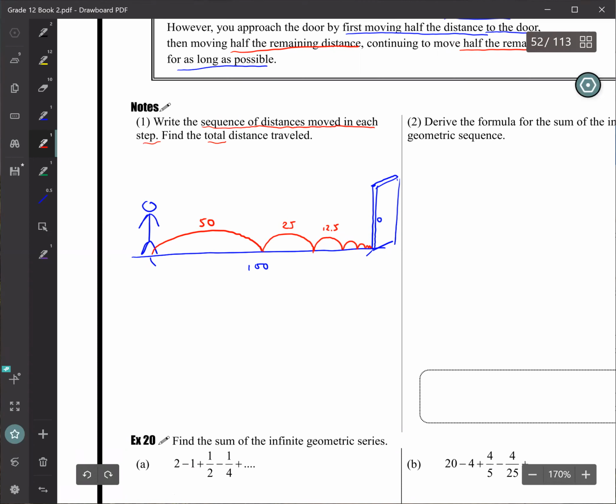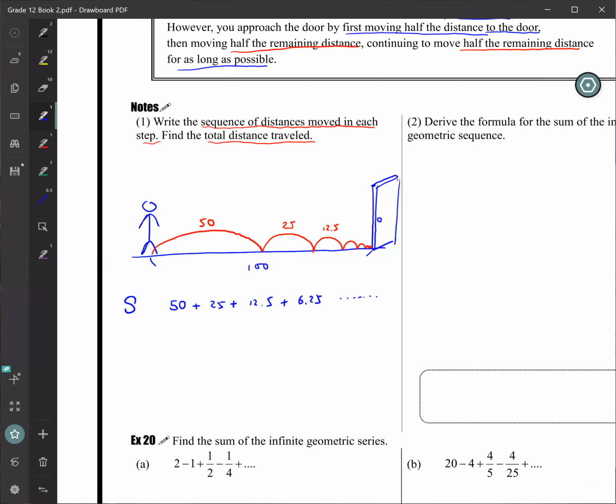Okay, so question 1 here, it says, write the sequence of distance moved in each step, and then find the total distance traveled. So the sequence here, the first one is 50, right? Second one is 25, 12.5, half of that 6.25, and so on, right? And total distance means I will add them up, plus, plus, plus. And because it goes on forever, we write it as infinite, right? That's the infinity sign.